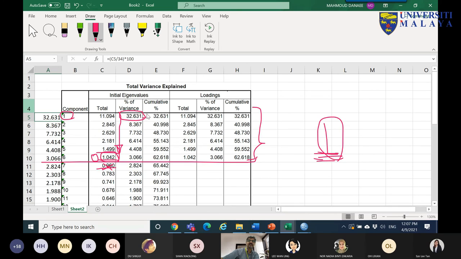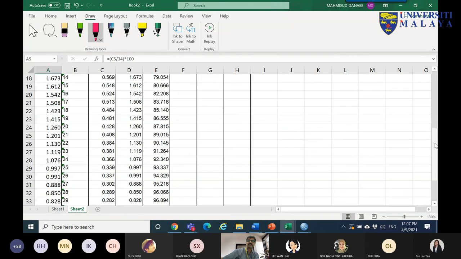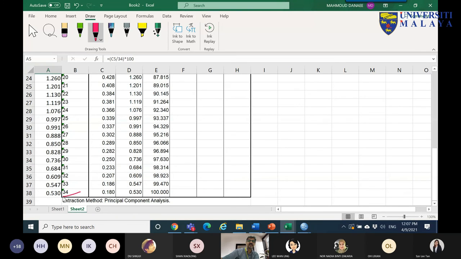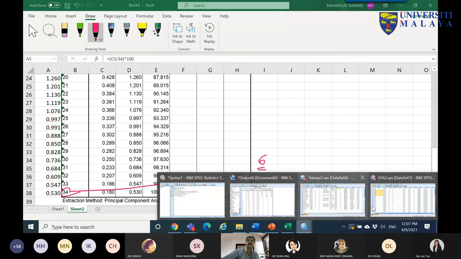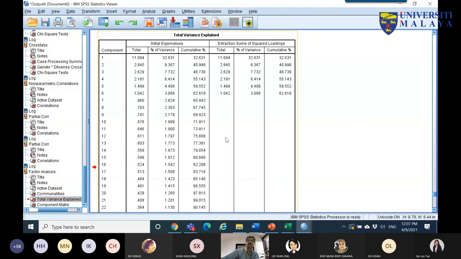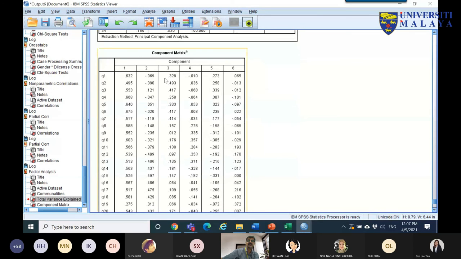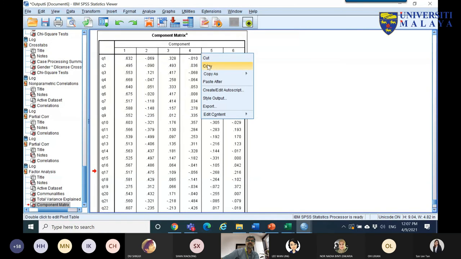So now, according to these results, 34 items have been reduced to 6 components. So we have 6 components. And where are the components? If you go to the results, followed by the total variance explained, you have another table, the component matrix. Let me copy this table.